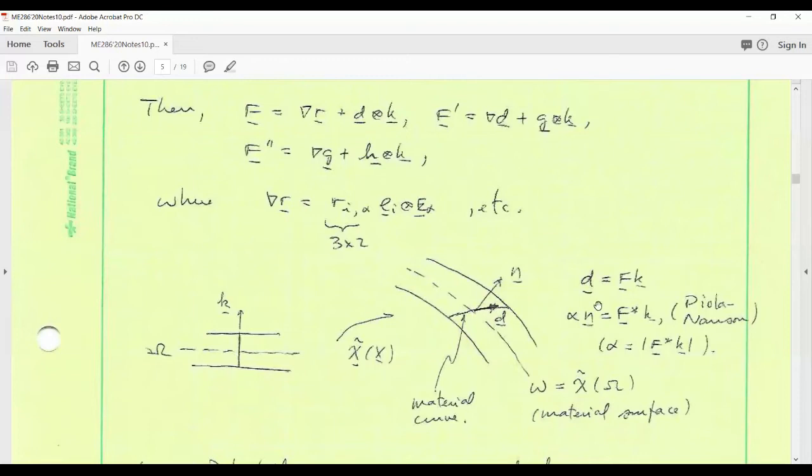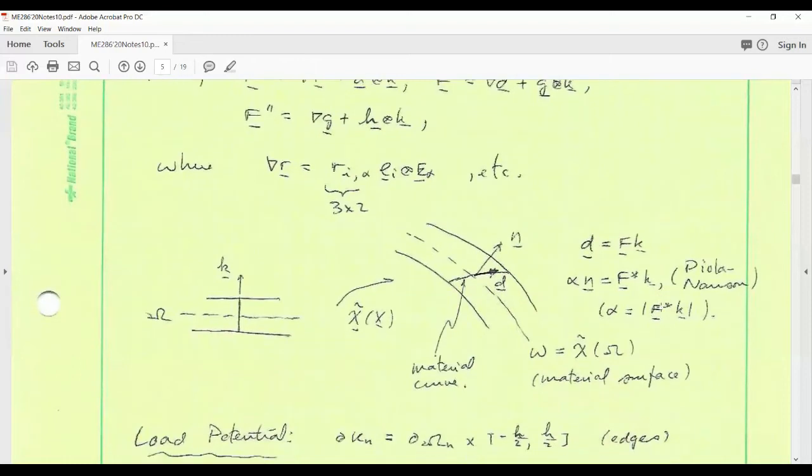We can also use the Piola-Nanson formula to figure out the normal, right? Remember, the cofactor f star operating on the initial normal gives you the final normal to a material surface. Well, this material surface is now over here. The normal looks like this. And alpha is the areal stretch, which is the norm of f star k. So you've all seen the Piola-Nanson formula before.